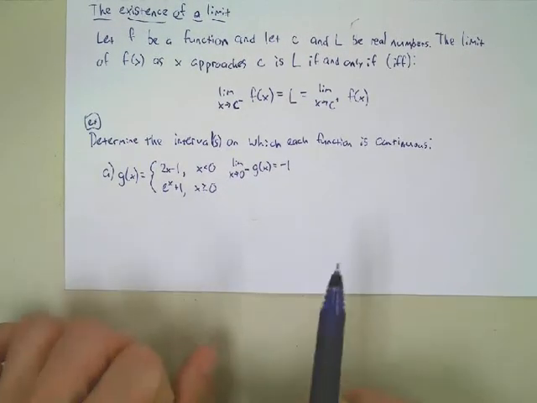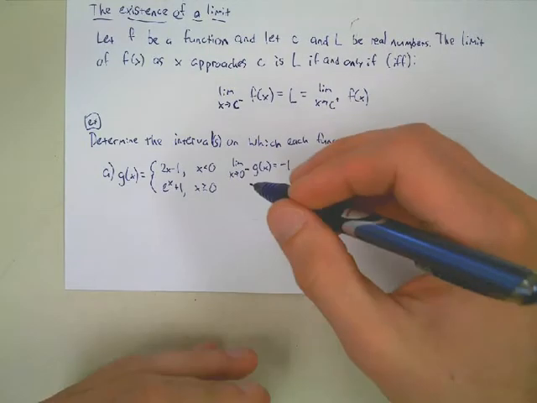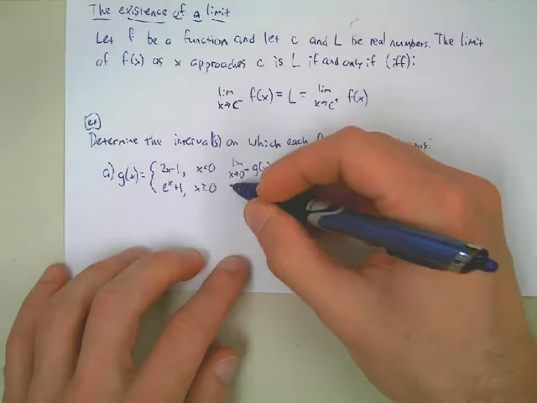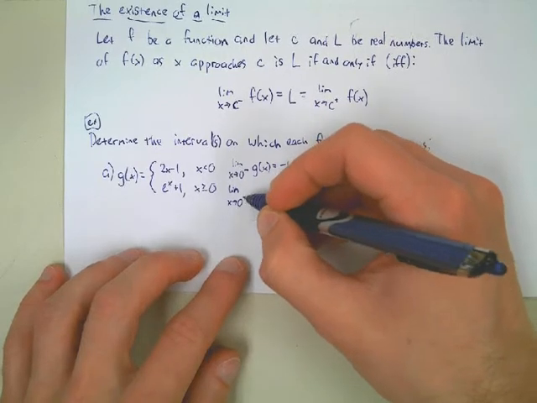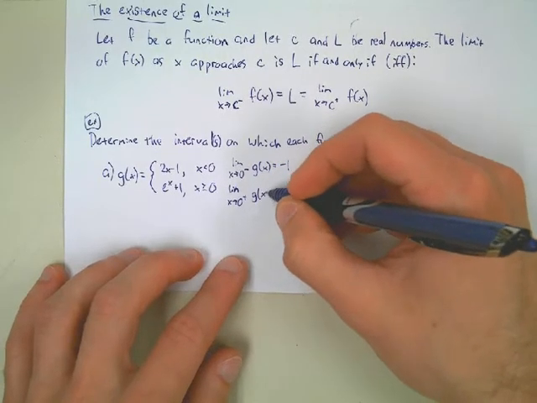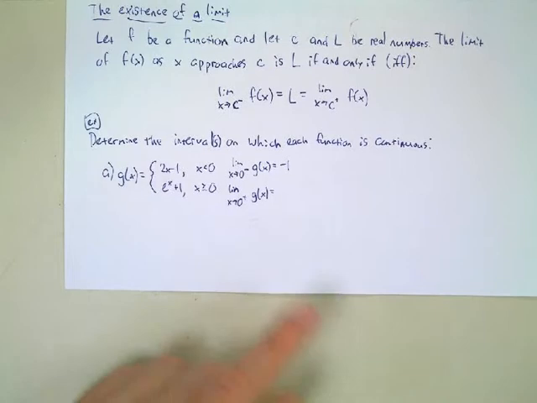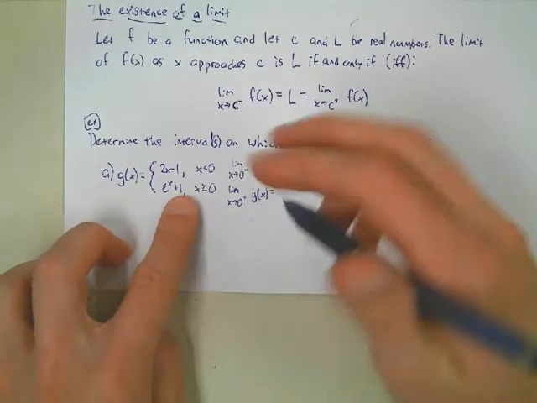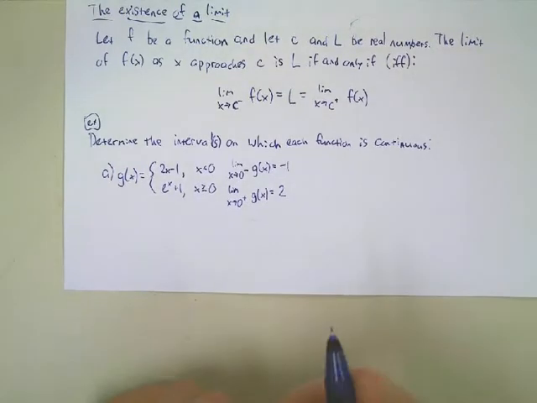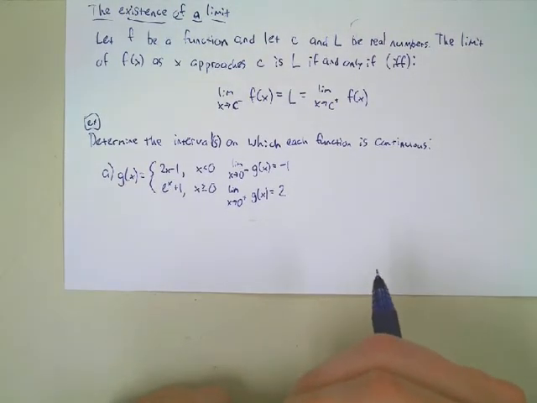Okay, so now let's see if the right-hand side will match up and join with that left-hand side. So as we approach 0 from the right, we plug 0 in. E to the 0 is 1. 1 plus 1 is 2. Okay, so do these join up? No, they do not.